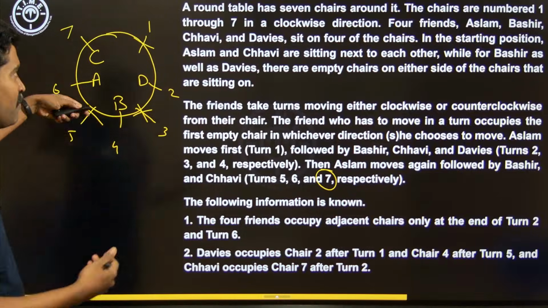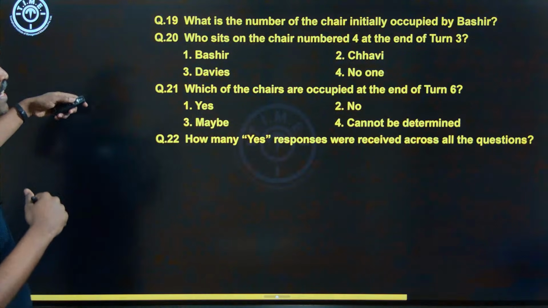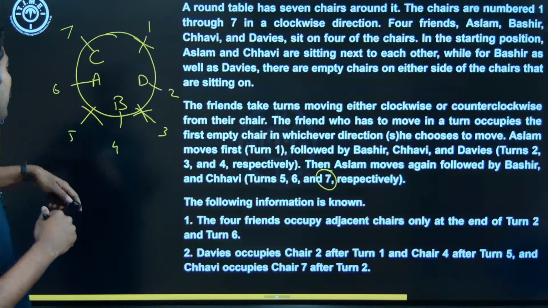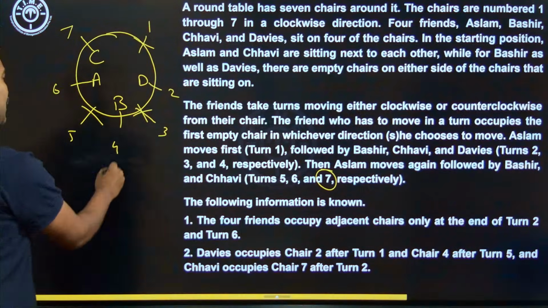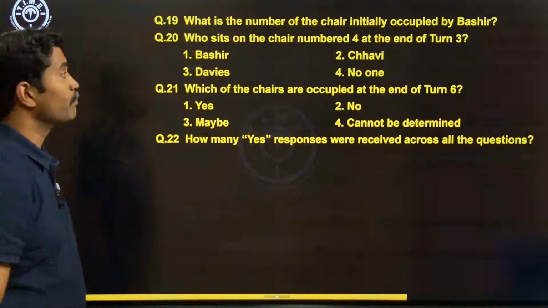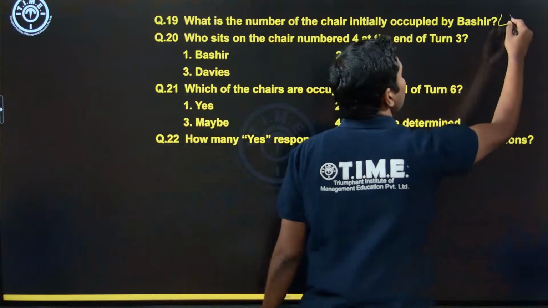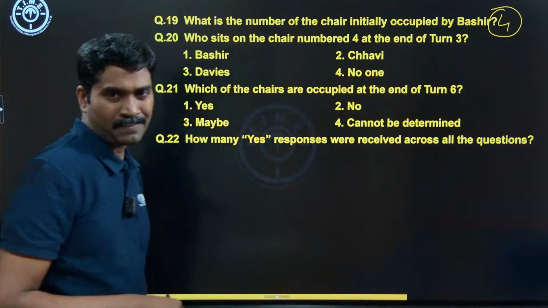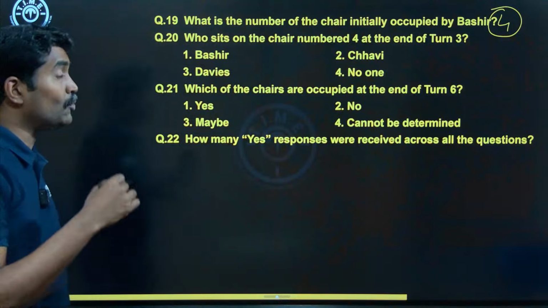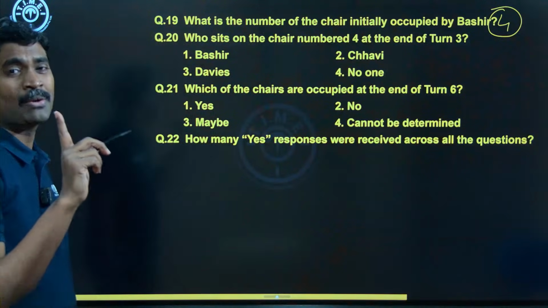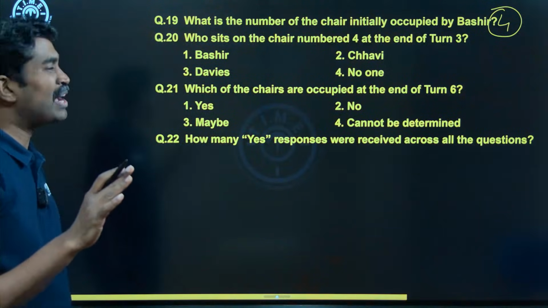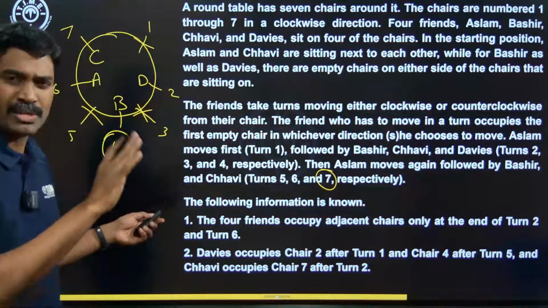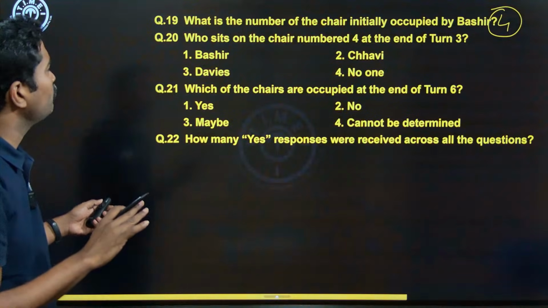All right, I have some more information, but what is the number of the chair initially occupied by Bashir? Bashir is on chair number 4. Low hanging fruit. Whether the set is difficult or not, I don't know what happens later. But I got one question with close to no effort, or very little effort, you could say. One question knocked. Now, what about the others?